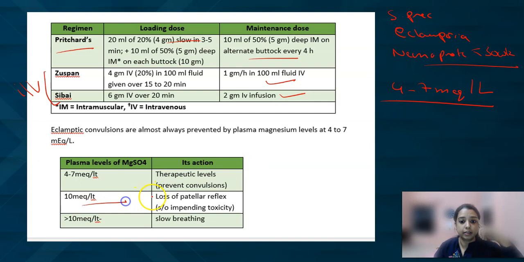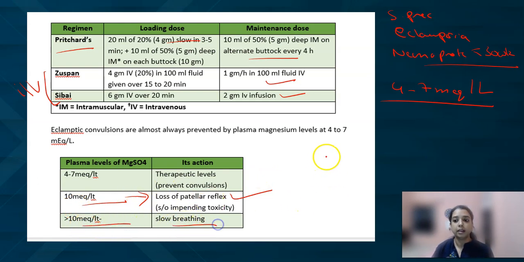At 10 milliequivalents, it can lead to loss of patellar reflex, which is the first sign that toxicity is about to happen. So beware: at 10 milliequivalents, loss of patellar reflex. At more than 10, slow breathing. At more than 12, respiratory arrest can happen. And at 30 milliequivalents, at such a high dose, cardiac arrest can happen. So it is that dangerous.